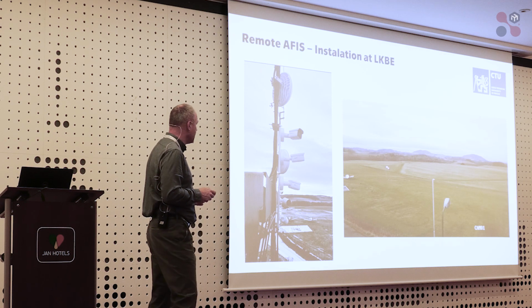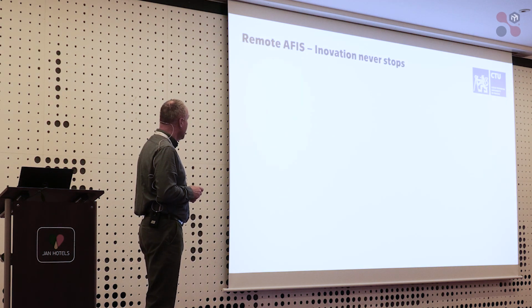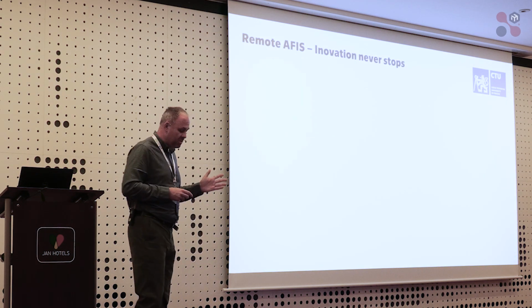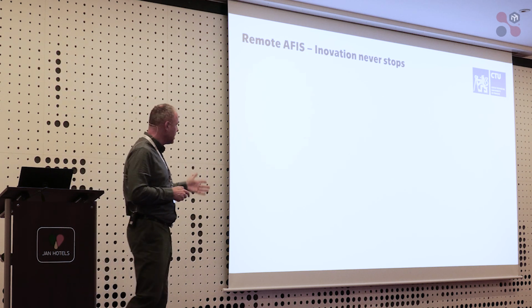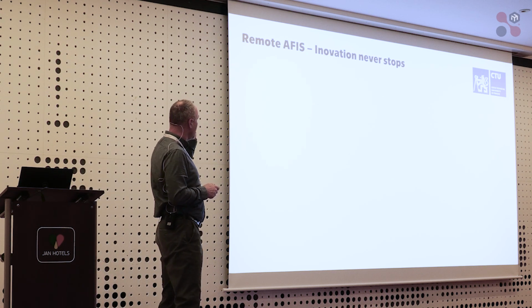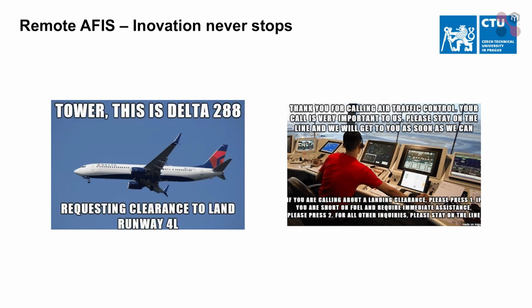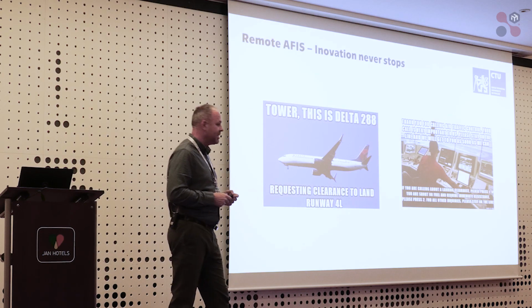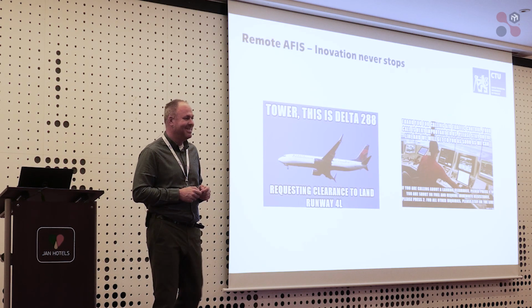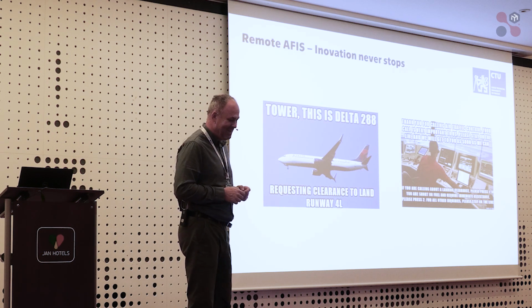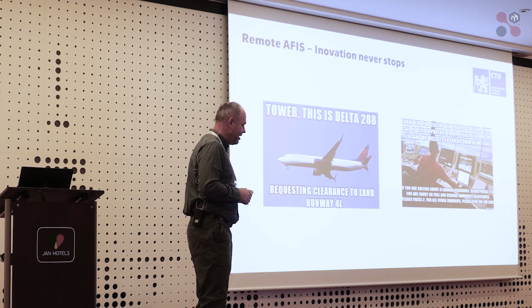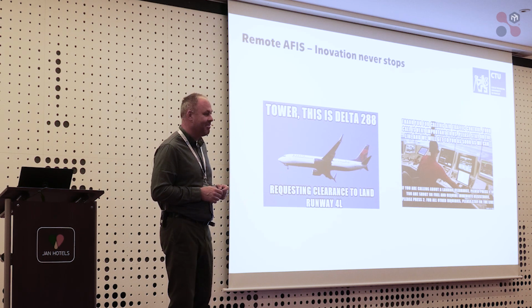So that's it. And a little funny topic, because I spent the past 3 years developing this system. Innovation never stops, and when we are finished, it will look something like this. Requesting clearance to land, and the automated answer from the system will be: if you are calling about landing clearance, please press 1, and so on. A little bit of over-engineering never hurts, right?